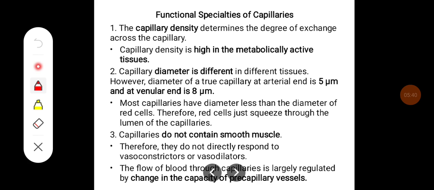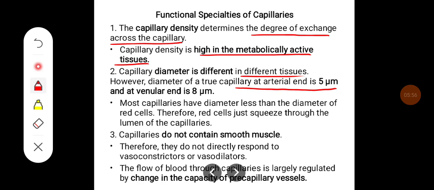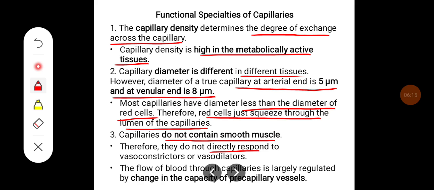Functional specialties of capillaries. The capillary density determines the degree of exchange across the capillary. Capillary density is high in the metabolically active tissues. Capillary diameter is different in different tissues. However, the diameter of a true capillary at the arteriolar end is 5 micrometers and at the venular end it is around 8 micrometers. Most capillaries have diameters less than the diameter of the red cells. Therefore, red cells just squeeze through the lumen of the capillaries. And capillaries do not contain smooth muscle. Therefore, they do not directly respond to vasoconstrictors or vasodilators.